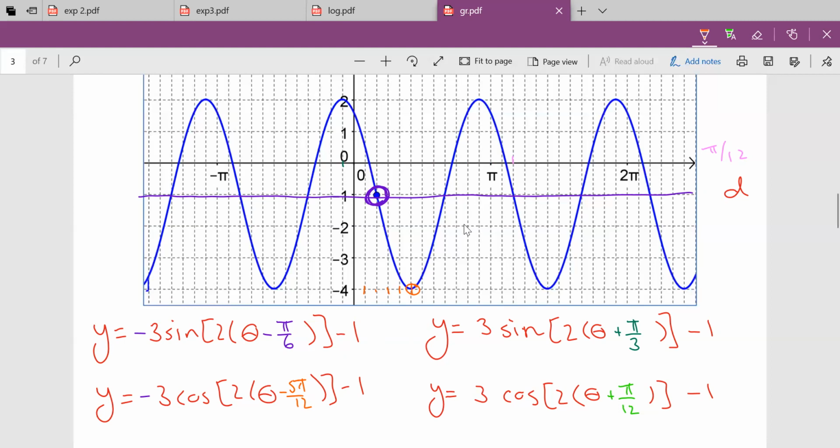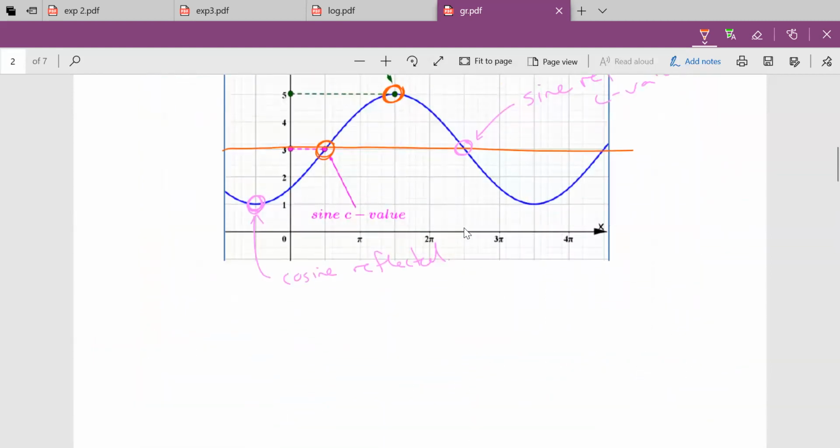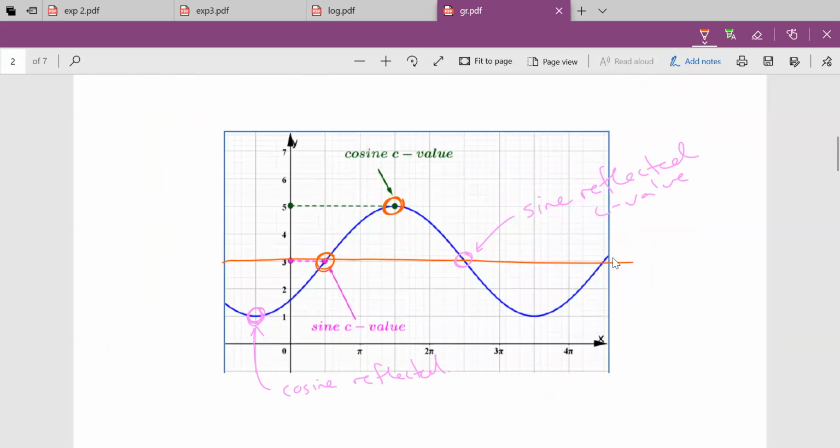So again, I'm just going to scroll back up one more time here to this image. This is what you really need to know. A sine graph starts on the midline going up. A cosine graph starts at a max going down. A reflected sine starts on the midline going down. A reflected cosine starts at a min going up. There you are.